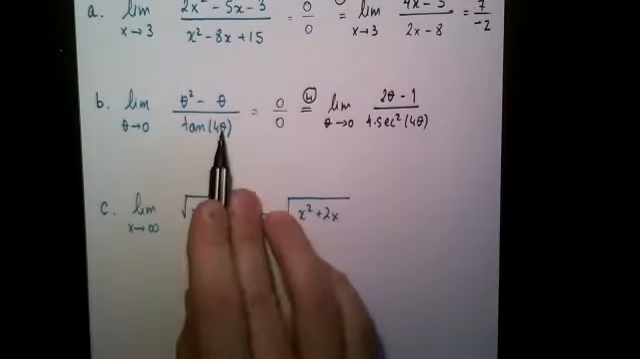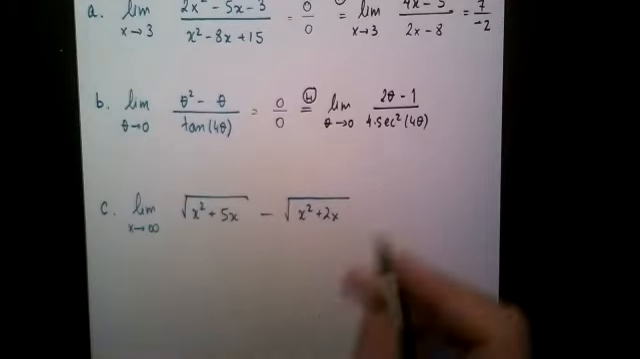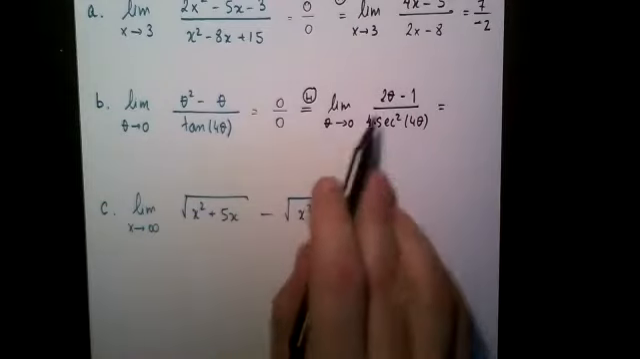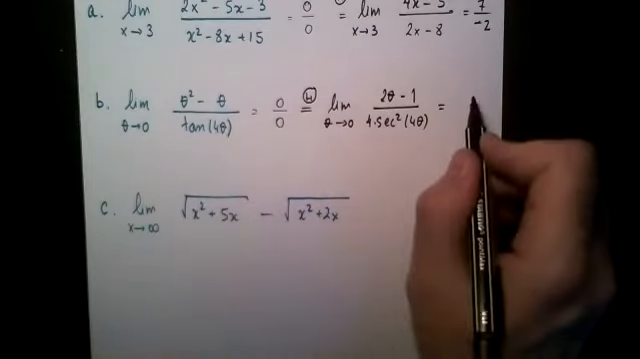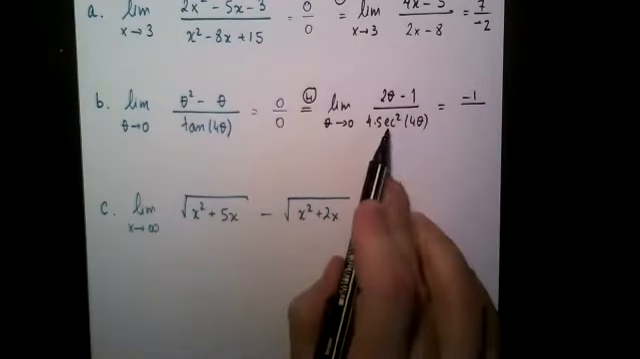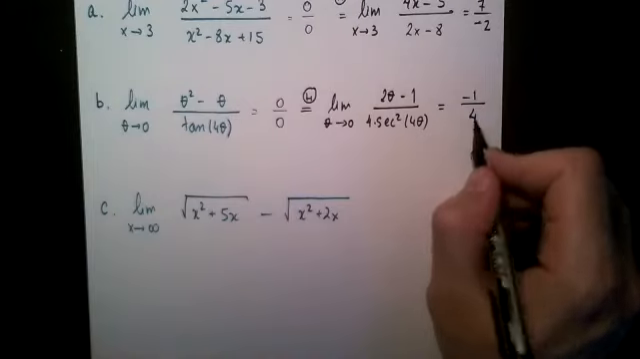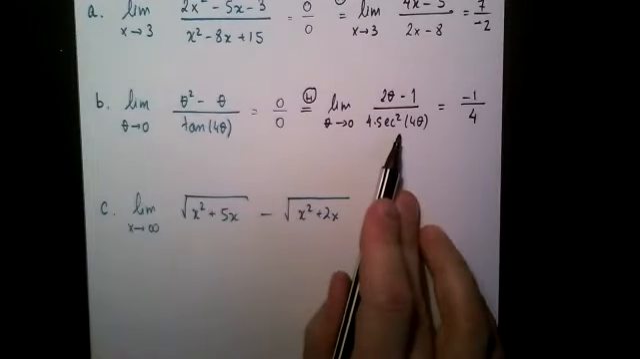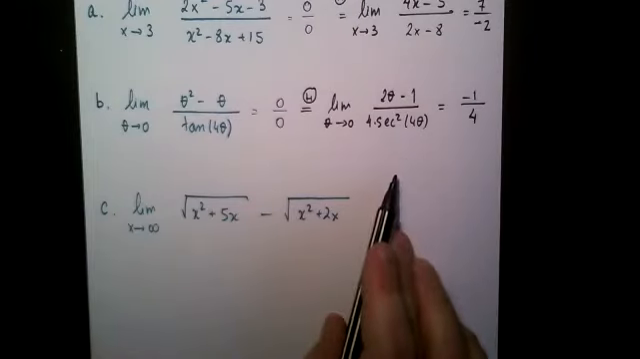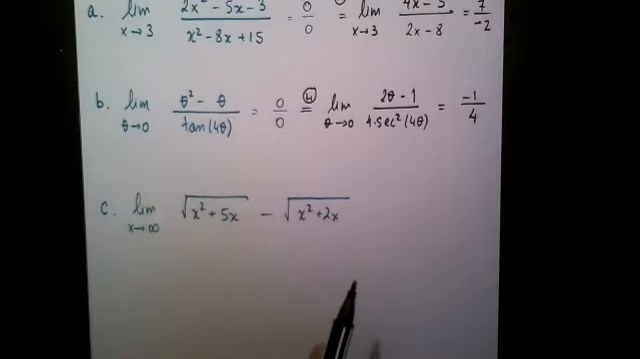Okay, the chain rule, the derivative of 4 theta is 4. And now I replace the theta by 0. On top, I get minus 1. And on the bottom, the secant of 0 is 1 times 4 is 4. Okay, secant of 0 is 1 because secant is 1 over cos, and cos of 0 is 1. Good?